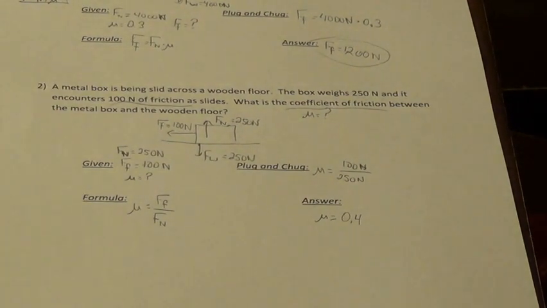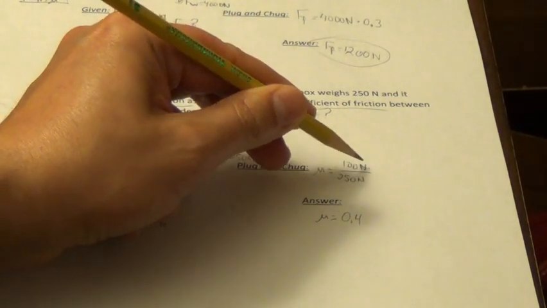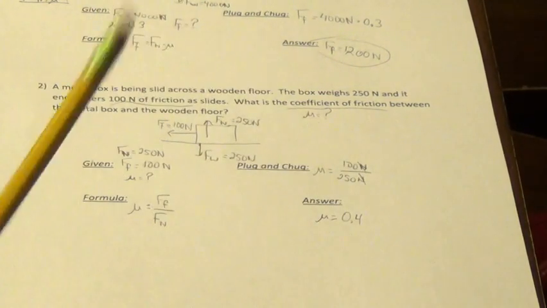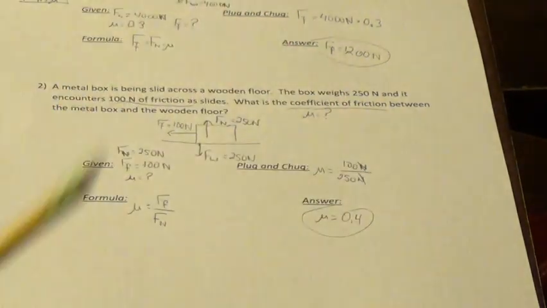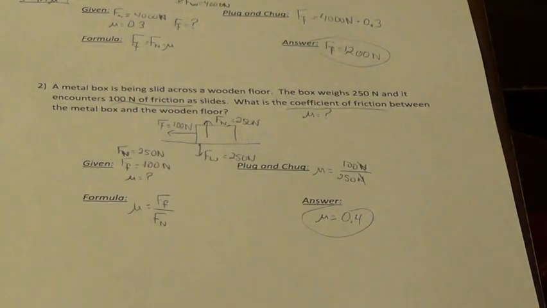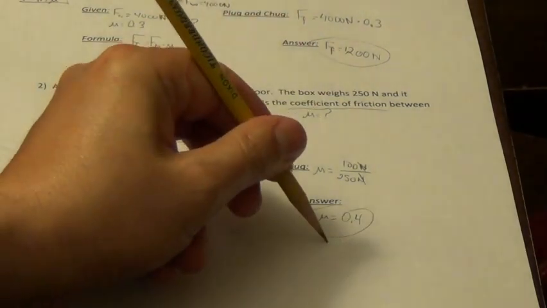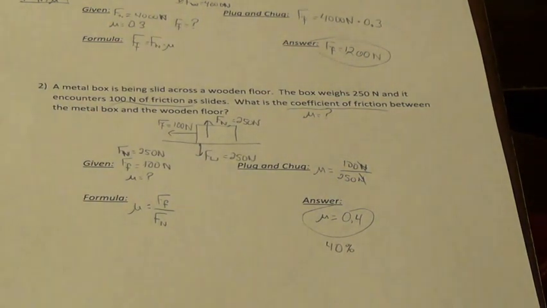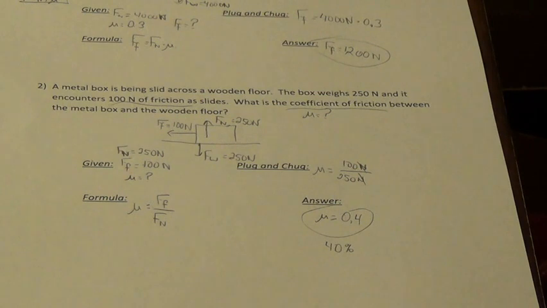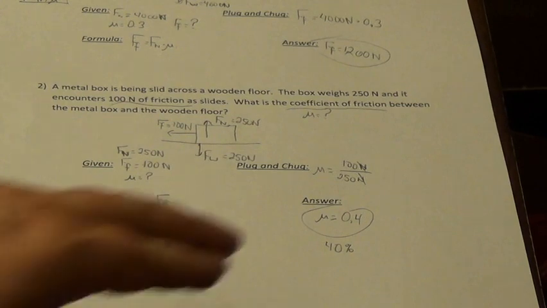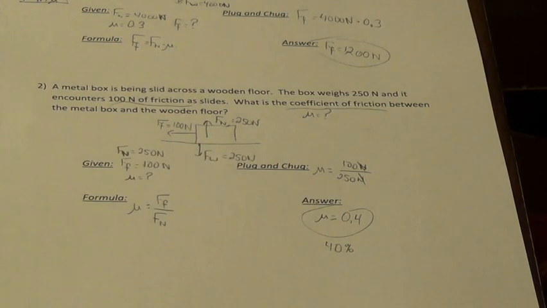And then as far as the units go, we have newtons on top, newtons on bottom. When you take anything divided by itself, they cancel. So there end up being no units. As we said before, the coefficient of friction is just a multiplier. You could express that as a percentage. 0.4 would be the same as 40%, basically saying that the box is going to encounter 40% of its weight as friction because of the two types of materials that are in contact, wood and metal. If it was metal on metal, it would probably encounter even more friction. The coefficient would be larger, meaning a bigger percentage of its weight would turn into friction.